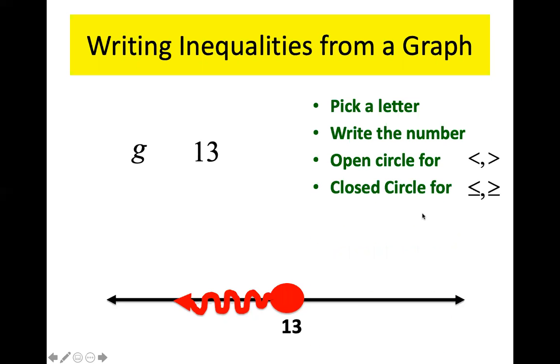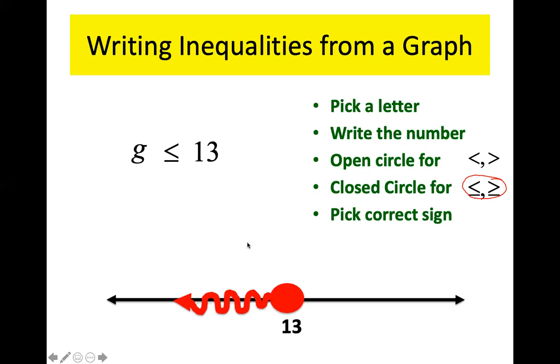Remember the rules for inequality. If it's a closed circle, it's going to be one of these two symbols right here. One of those two, so this one's closed, so it's either less than or equal to or greater than or equal to. Well, what is it saying here? Read the graph. It's saying that the solutions are all smaller than 13. Well, how do you write smaller? That's less than, since it's a closed circle, less than or equal to.